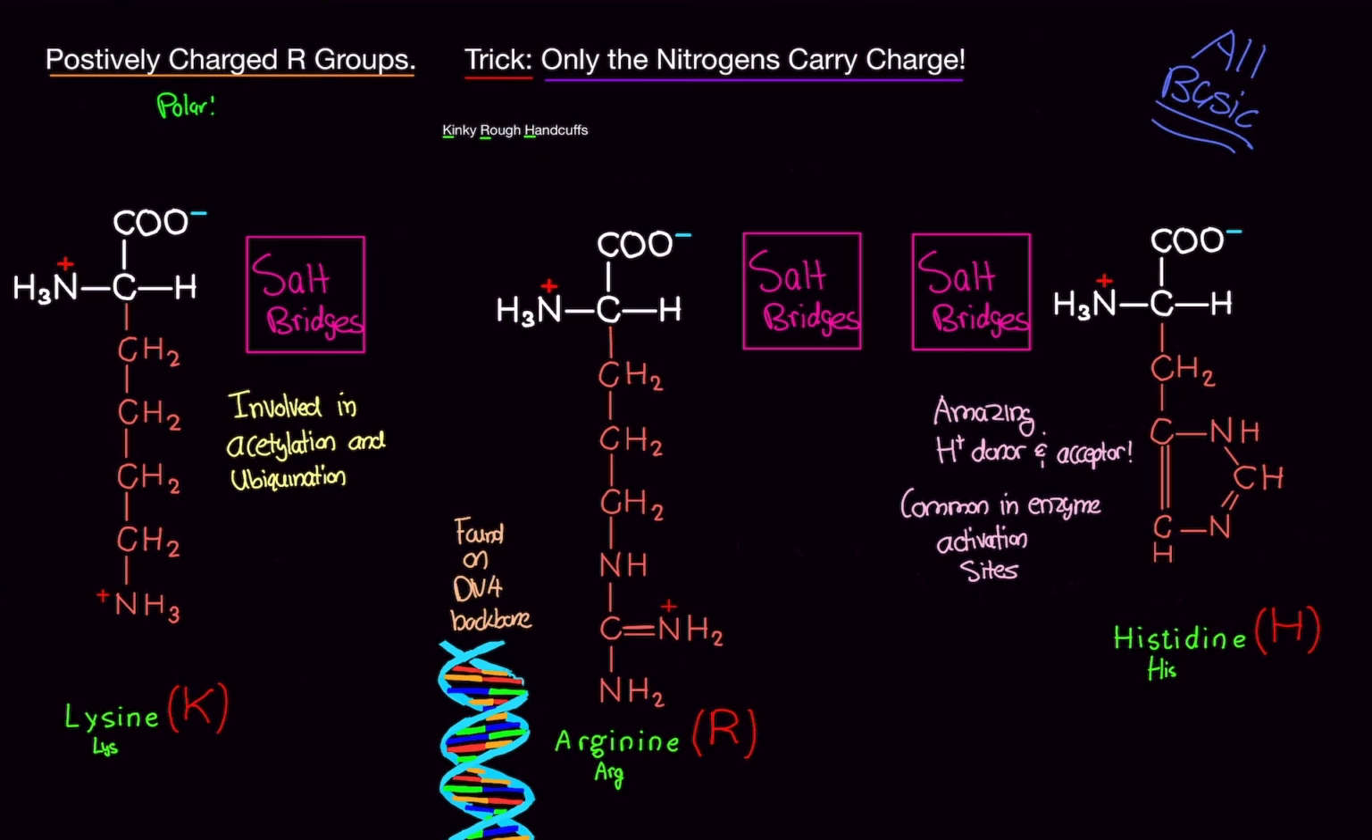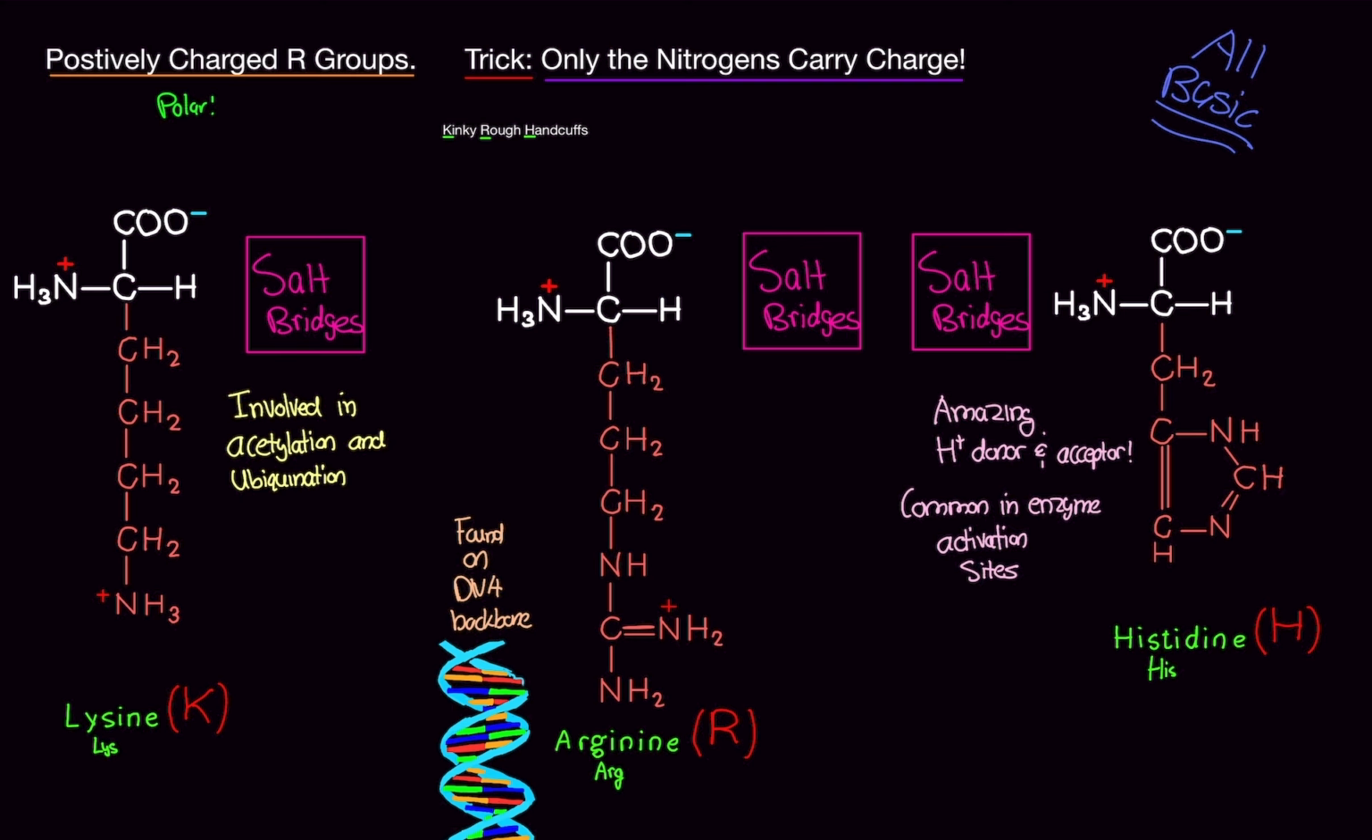Okay. Lysine is involved in acetylation and ubiquitination. That's all you really need to know there. Arginine can form salt bridges, and it's also found in the backbone of DNA. Not really important either. Histidine now is the really unusual one. You will notice that histidine has no positive charge on it. I drew it, no positive charge, besides here, but that doesn't count. We're only talking about the R groups.